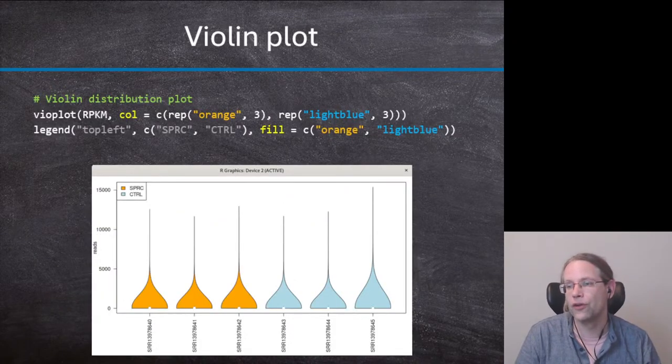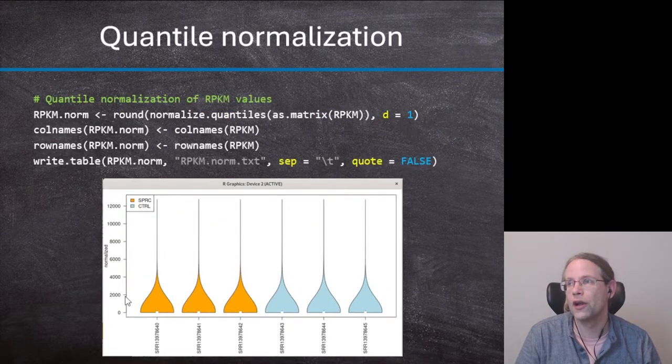The thing that we're going to do next is just basic normalization. I'm going to quantile normalize my RPKM matrix. Again, I'm going to round everything down after normalization to one digit behind the comma. Then I'm going to put the column names and the row names back onto the normalized matrix, write the normalized matrix, and make a violin plot. Same thing as before, just make a violin plot.